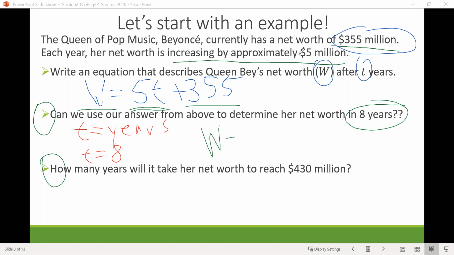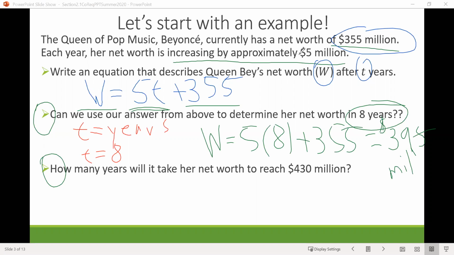So we have W equals 5 times 8 plus 355, which if we do that, looks like we would end up with $395 million, I do believe. Okay, because 8 times 5 is 40, plus 355 is 395, so $395 million would be her net worth after 8 years.